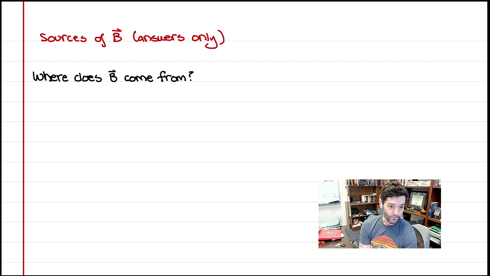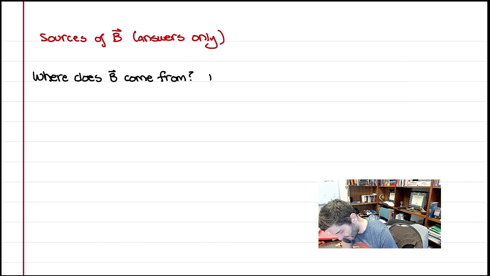So we want to ask the question, where does the magnetic field come from? We've been looking in the last couple lectures at how moving charges respond to magnetic fields, but what is the origin of magnetic fields? We can do a simplified version here where we're going to draw an analogy with the electric field.